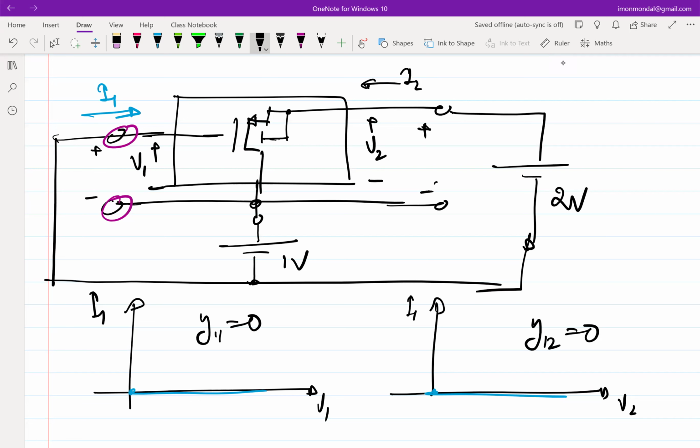I didn't understand. What do you mean by input voltage is -1? Okay, V1, absolute value of V1 is -1. That's okay, right? That's quiescent voltage.